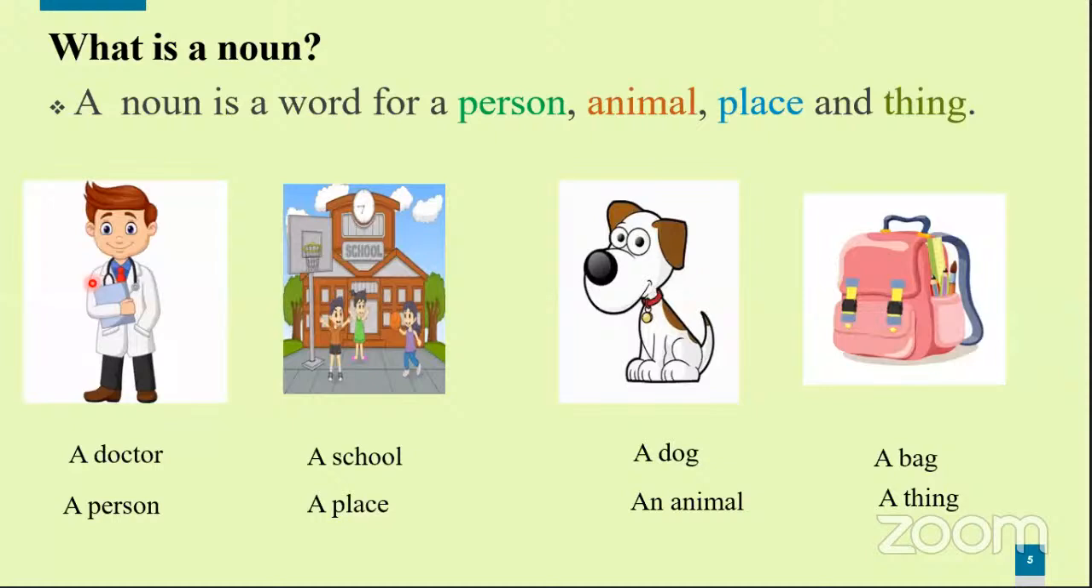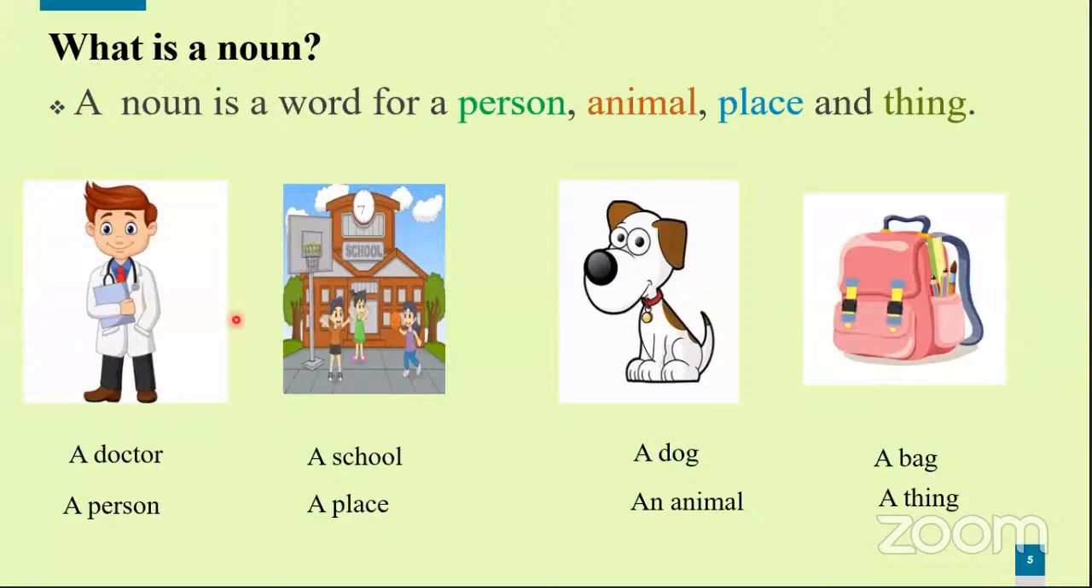Here in the first picture, you can see a picture of a doctor, right? We know he's a person. And in the second picture, there is a school, and it's a place. In the third picture, you can see a dog. There is a dog and it's an animal. And in the last picture, there is a bag, and it's a thing, right?